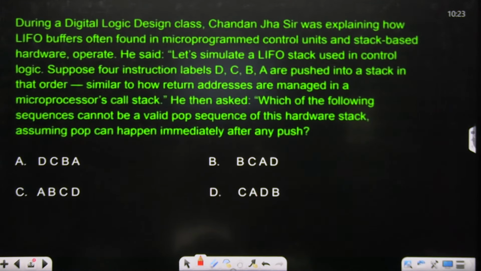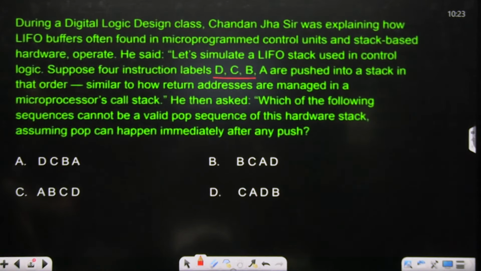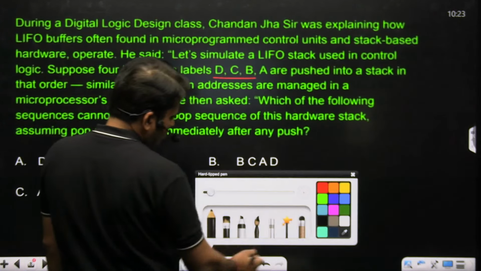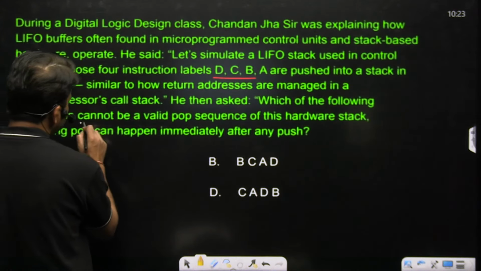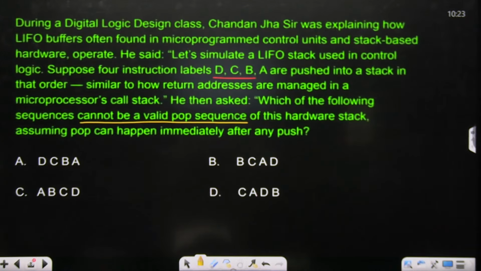During a digital logic design class, Chandan Jha sir was explaining how a LIFO buffer, often found in a microcontroller unit and a stack with hardware, operates. He said, let's simulate a LIFO stack used in control logic. Suppose 4 instruction labels D C B A are pushed into a stack in that order, similar to how return addresses are managed in a microprocessor stack. He then asked which of the following sequences cannot be a valid pop sequence of this hardware stack. Okay, you have to tell what cannot be a valid pop sequence. Assume that pop can happen immediately after any push.